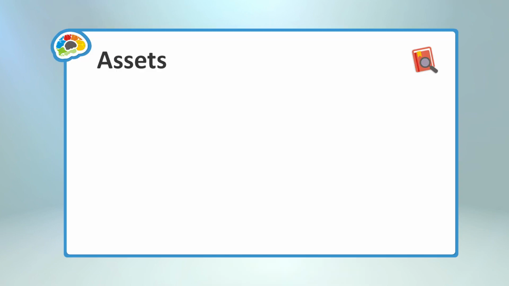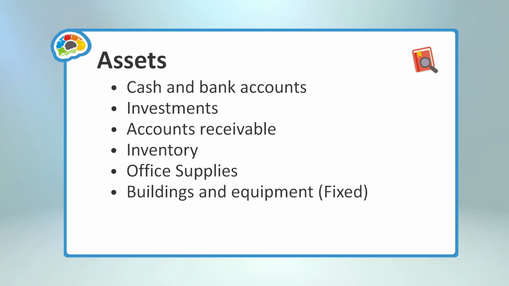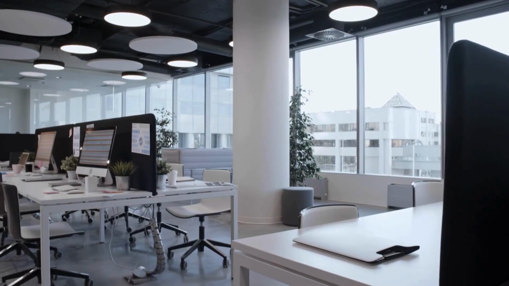An asset is something that an organization owns. Assets include cash and bank accounts, investments, accounts receivable, inventory, office supplies, buildings and equipment, patents, goodwill. Some of those are fixed assets, which are tangible. Examples of this type are buildings and equipment. Some assets are intangible, such as a patent. A patent's value is not in its physical presence, but in the legal protection it provides.